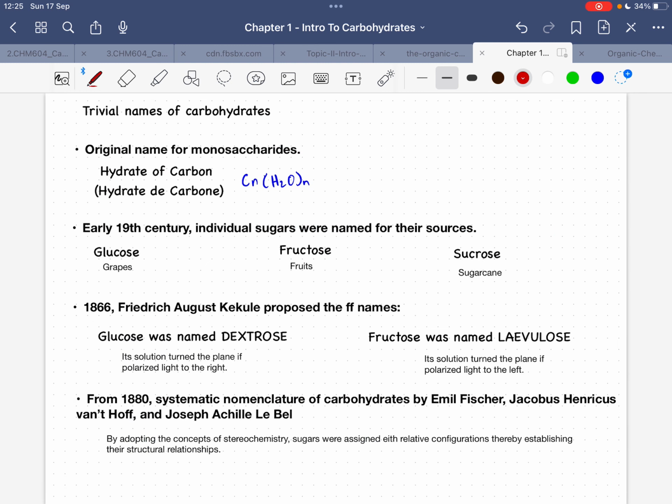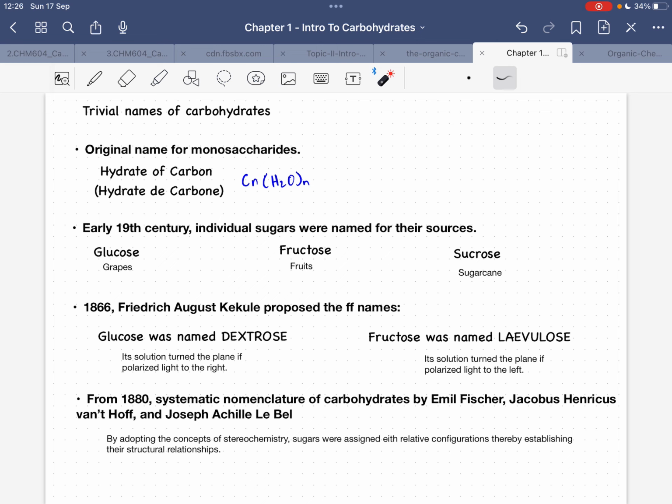So, let's go back to history. In the early days, monosaccharides were called hydrates of carbon because chemists saw that they had a formula consistent with the general formula CnH2nOn, or Cn(H2O)n. That's why it came from the French word hydrate de carbone. I don't know how to pronounce it, but it's a French word. So it's hydrate of carbon.